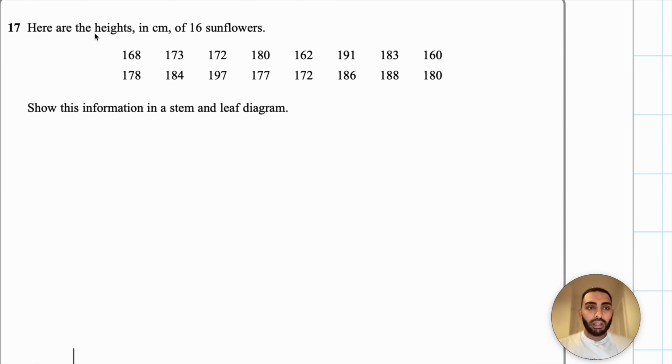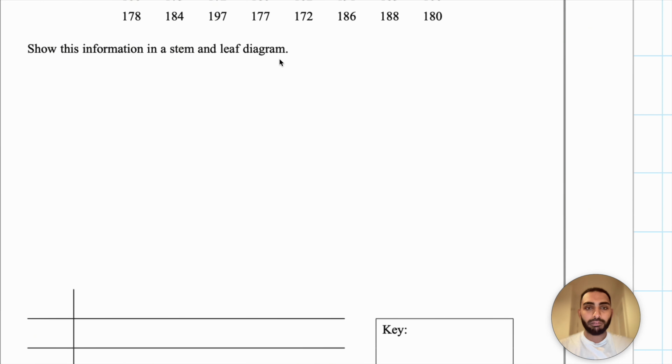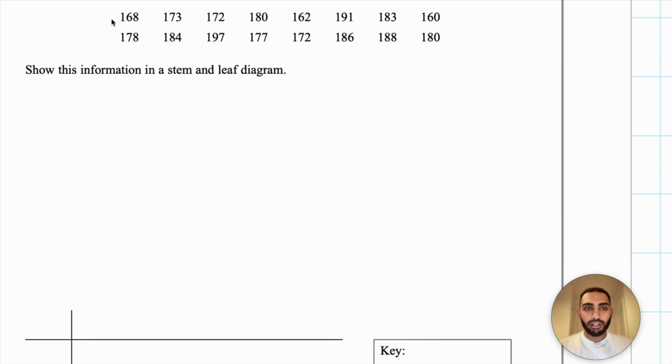Question 17. Here are the heights in centimetres of 16 sunflowers. Show this information in a stem and leaf diagram. First thing I need to consider is what will my key look like. I've got numbers that start from 160 and they go all the way up to 197. I think that's the largest one. But the first two digits are either going to be 16, 17, 18 or 19. And then we've got another digit after that.